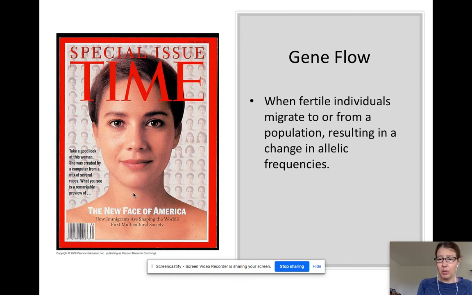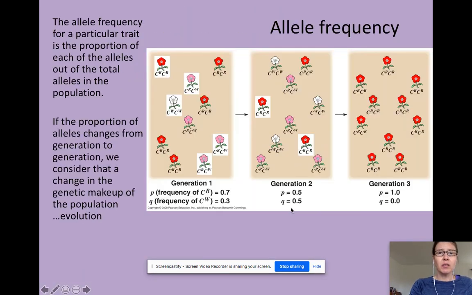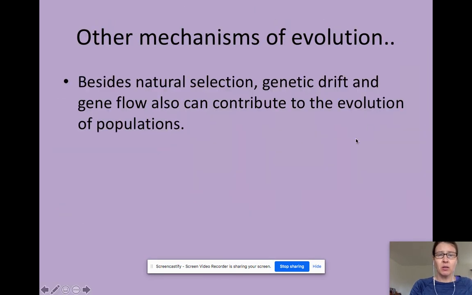We see that in human populations. We were isolated in all different corners of the globe. And now with a lot more ease of travel and migration, we've seen a lot of gene flow changing the makeups of populations. Okay, so I am going to just quickly outline this.